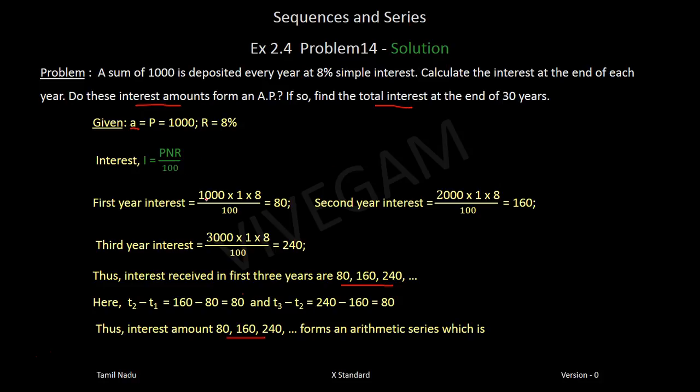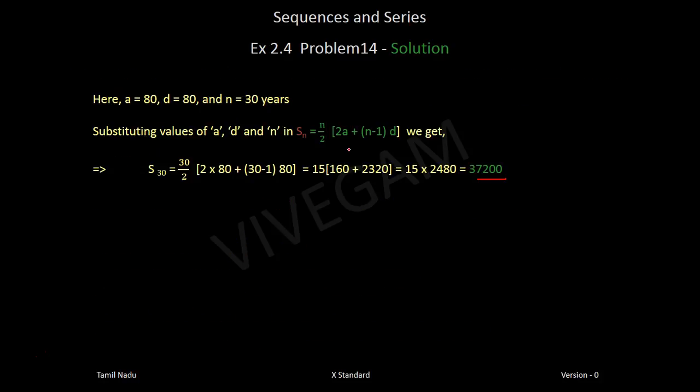So let's quickly recap. As I said, the key is the principal goes on changing every year. It increases by 1000 rupees. So using I equal to PNR by 100, calculate the interest amount for 3 years and check whether it forms an AP series using T2 minus T1 and T3 minus T2. If it forms an AP series, then you have the value of A, you have the value of D, then use that in this formula, and N is 30 years. So use the values of the three variables in this formula, and calculate the total interest amount. I hope I made it clear for you.